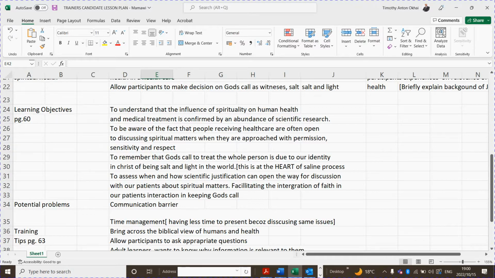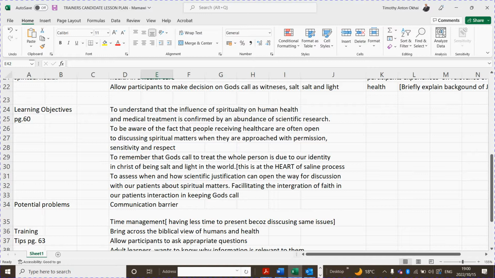The potential problems: we have communication barrier. This means there can be a communication barrier if the participants are of different departments. Some are health workers, others are not health workers. So if you are presenting more scientific words, others may not be able to understand what you are telling them. So this can be a potential problem.